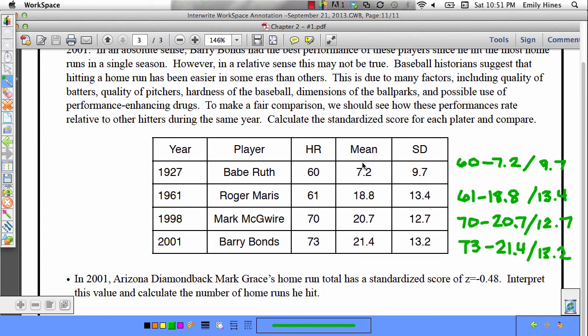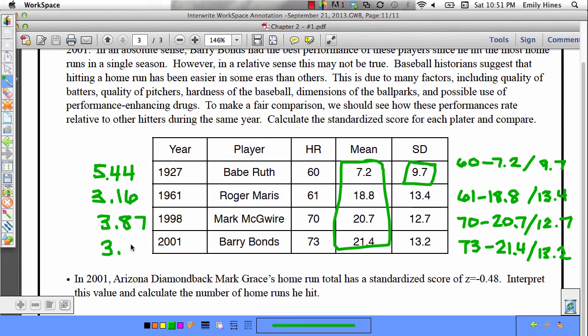Notice that throughout the years, not only did the number of home runs go up, the mean number of home runs went up as well, and the standard deviation went up and then stayed pretty close to the same. If we actually do the math here, Babe Ruth has a z-score of 5.44, meaning that he was 5.44 standard deviations above the mean. If the standard deviation is 9.7, he was 5 times this above the mean. Roger Maris had a z-score of 3.16. McGwire has one of 3.87. And Bonds has one of 3.91.